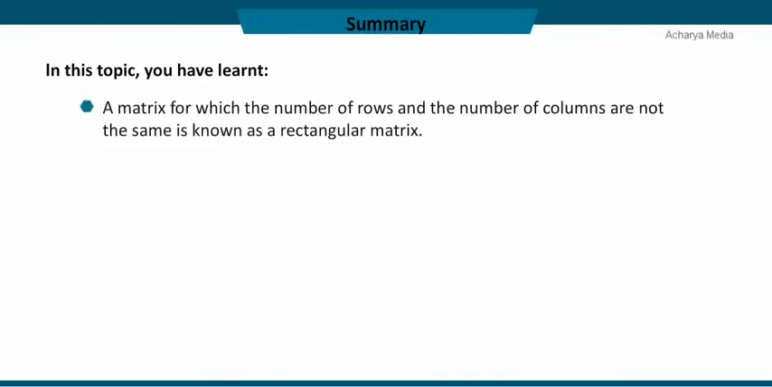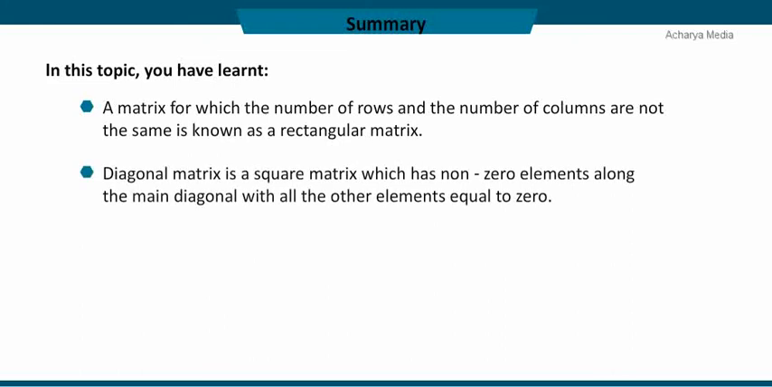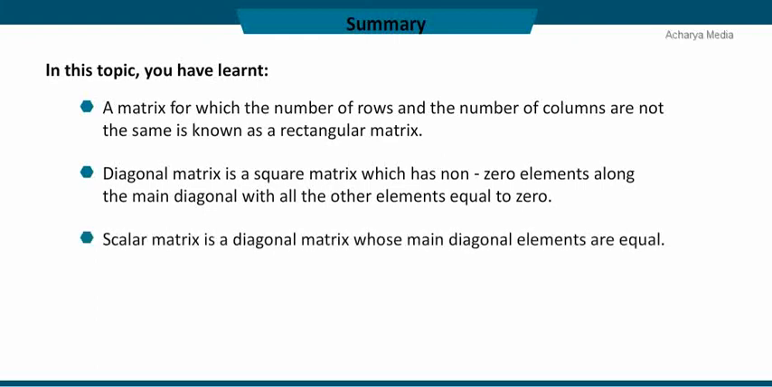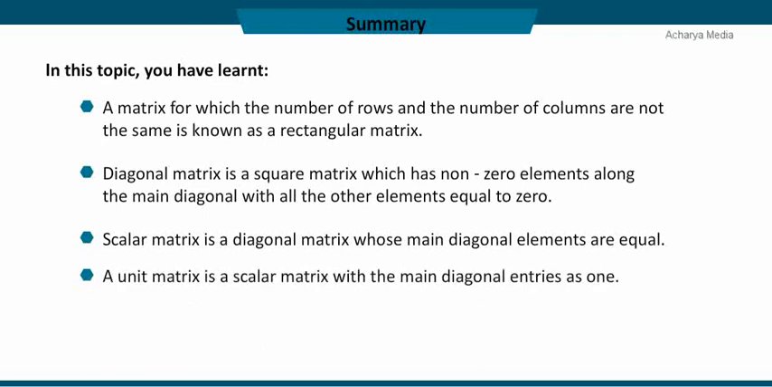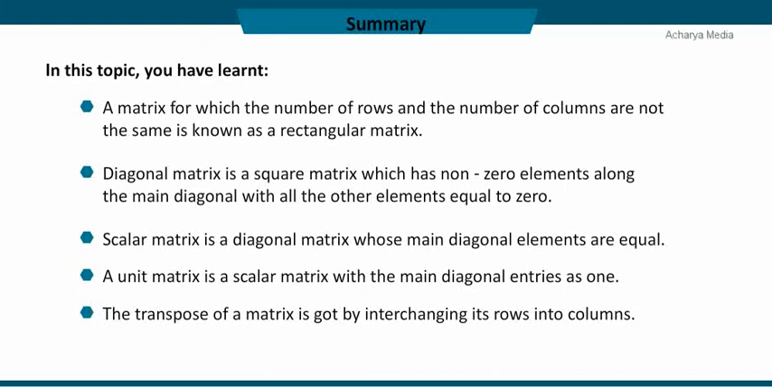A matrix for which the number of rows and the number of columns are not the same is known as a rectangular matrix. A diagonal matrix is a square matrix which has non-zero elements along the main diagonal with all the other elements equal to 0. A scalar matrix is a diagonal matrix whose main diagonal elements are equal. A unit matrix is a scalar matrix with the main diagonal entries as 1. The transpose of a matrix is got by interchanging its rows into columns.